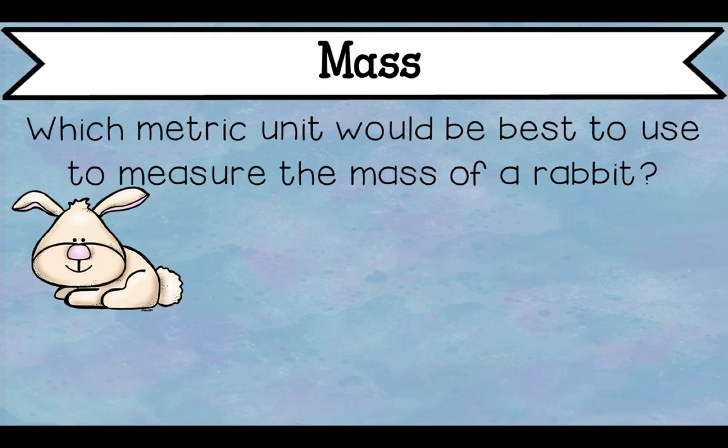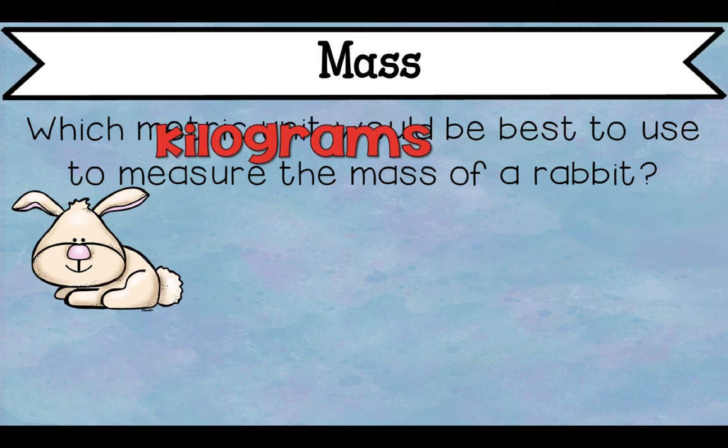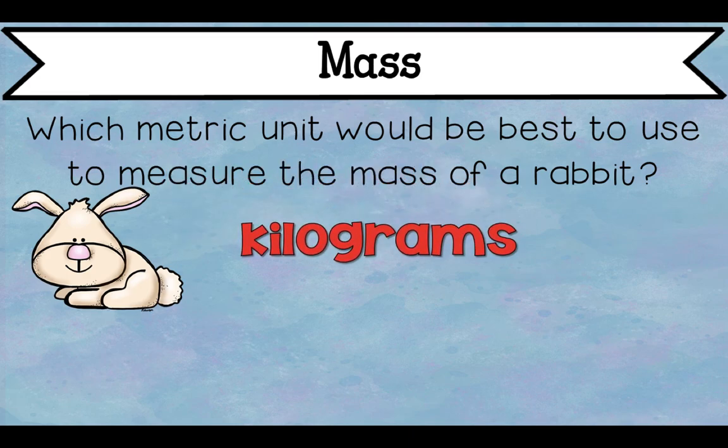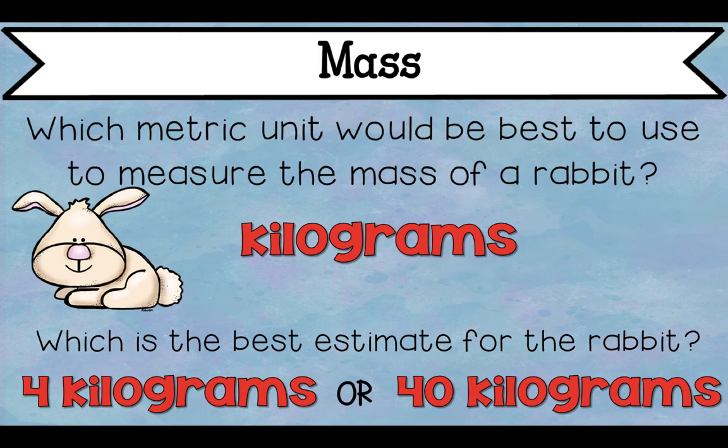All right, now let's think about a rabbit. Do you think you would measure a rabbit using grams or kilograms? Yes, you would measure the rabbit using kilograms. And do you think it would have a mass of about 4 kilograms or 40 kilograms? So about 4 of those dictionaries or 40 of those dictionaries. Remember, some people have a rabbit as a pet, so probably would be about 4 kilograms because you probably couldn't hold 40 of those dictionaries at one time.